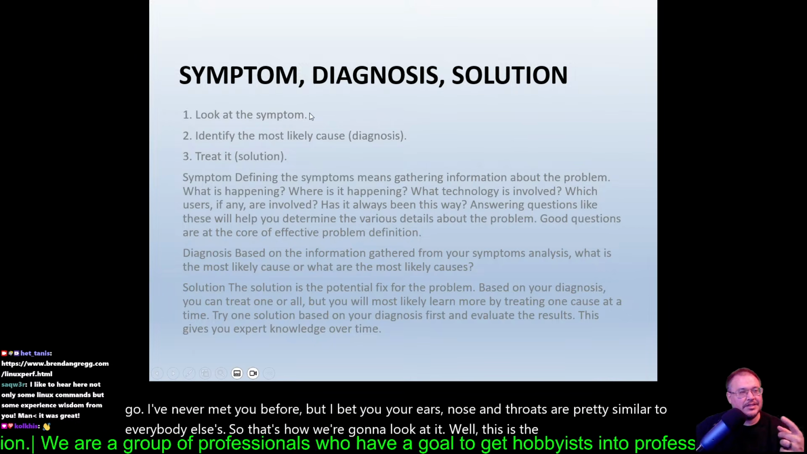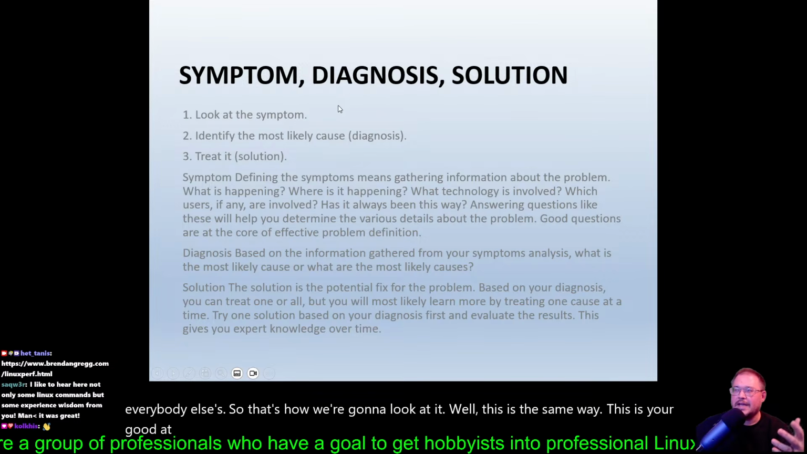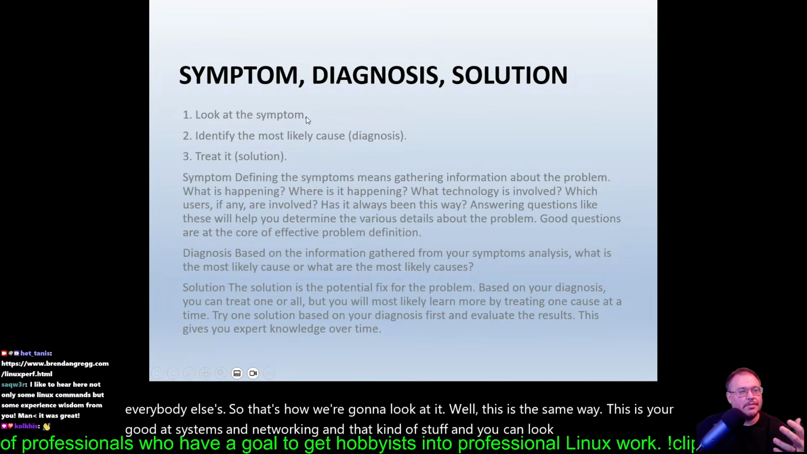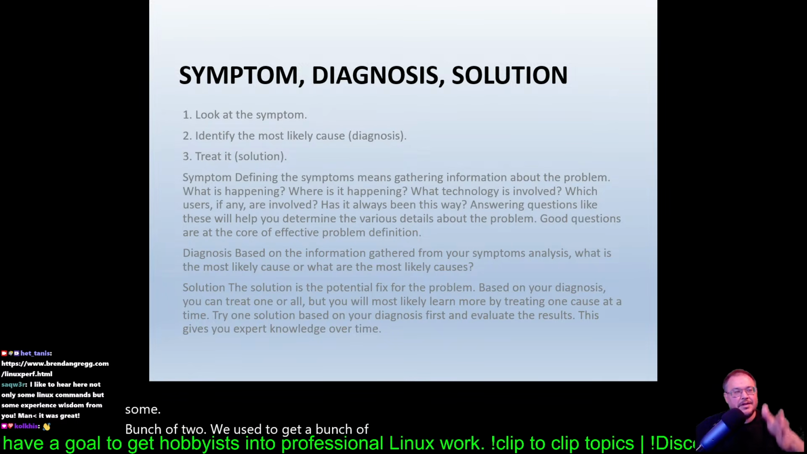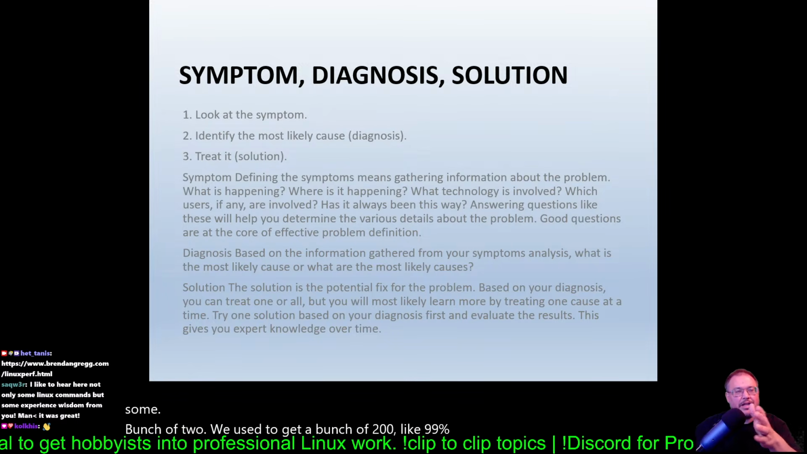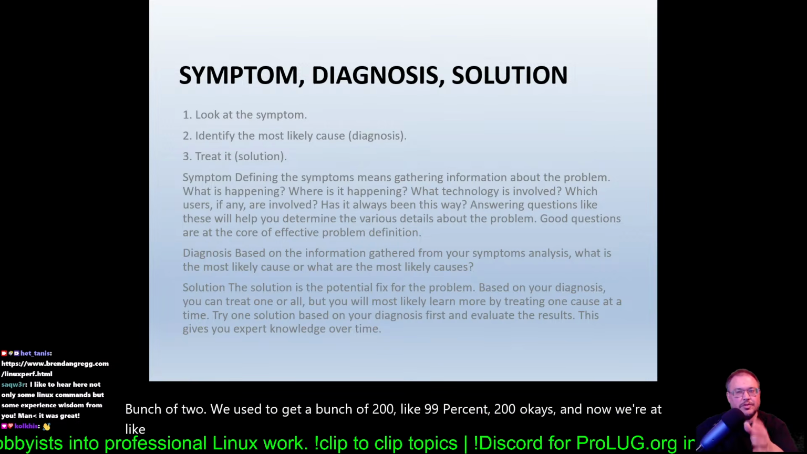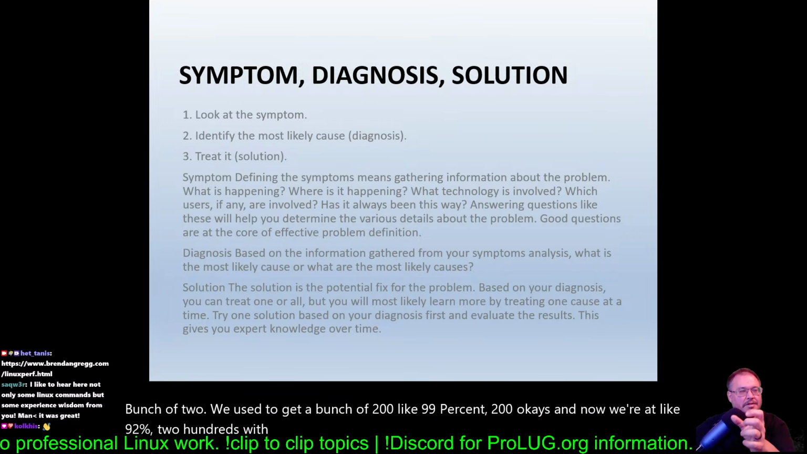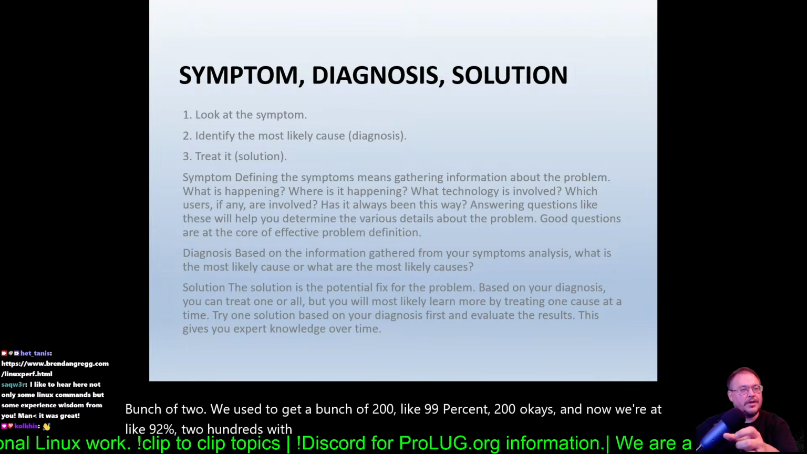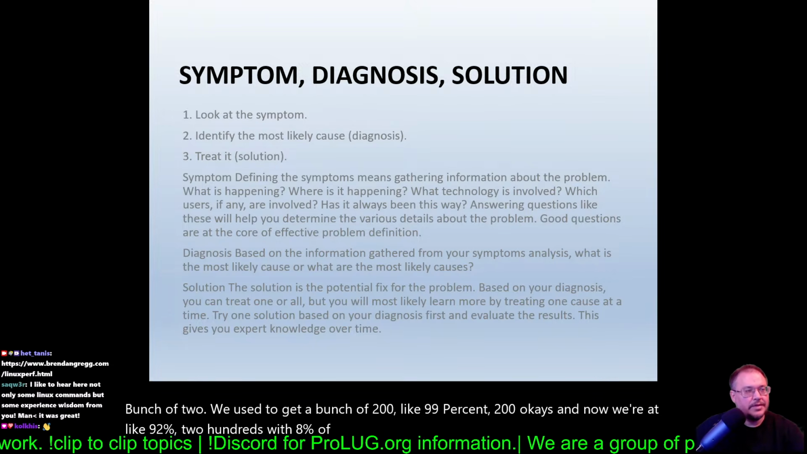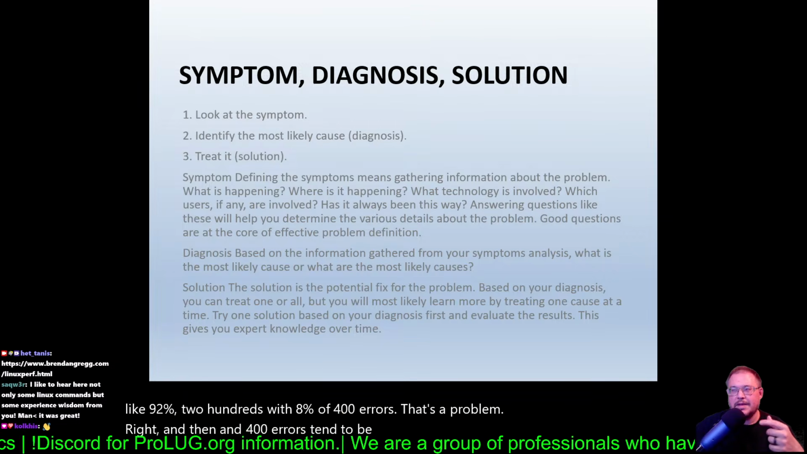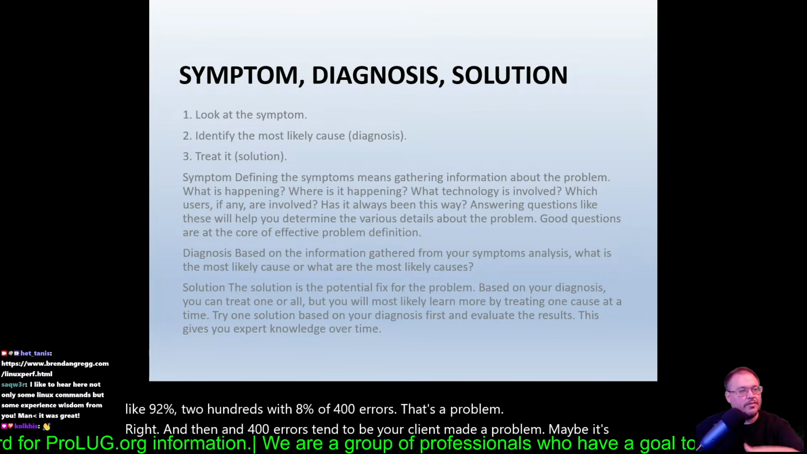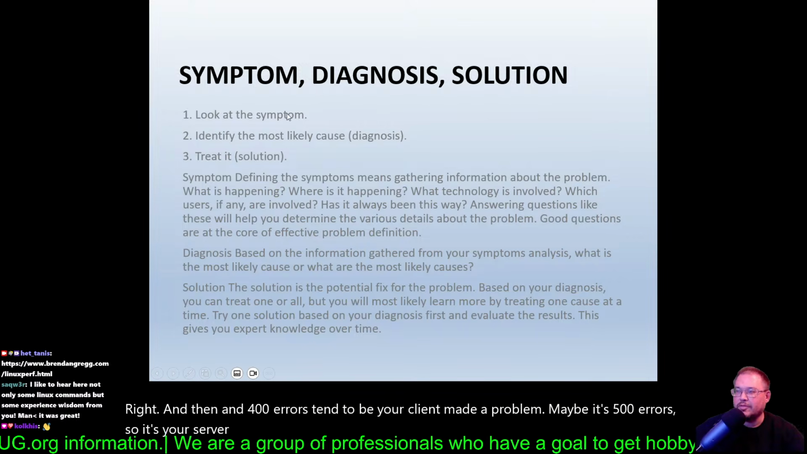You're good at systems and networking and that kind of stuff, and you can look at the symptoms of some problem. We used to get 99% 200 OKs, and now we're at like 92% 200s with 8% 400 errors. That's a problem, right? And 400 errors tend to be your client made a problem. Maybe it's 500 errors, so it's your server problem. Some server things happening incorrectly.